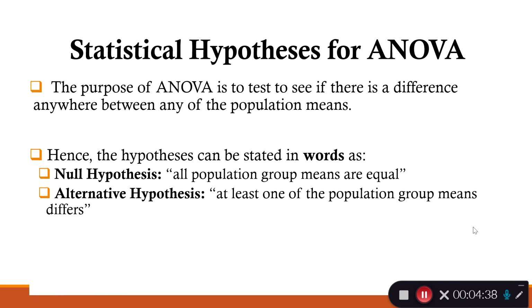So the purpose of ANOVA is to test to see if there is a difference somewhere. Remember we said we're trying to see if there's at least one group difference. If there's one group difference, then there is a significant difference, right? So hence, the null hypothesis for ANOVA is that all population group means are equal. So all the group means are the same, right? Then the alternative hypothesis says at least one of the population group means differs. Note this is saying at least one of them is different. If one of them is different, then the test would be significant. Okay?